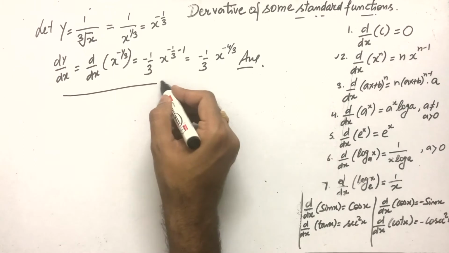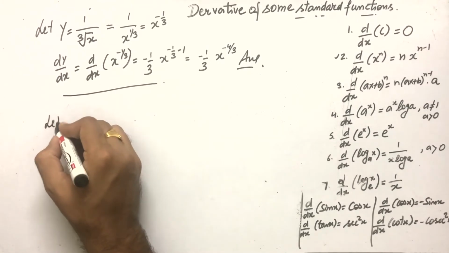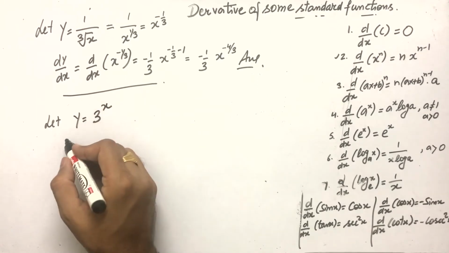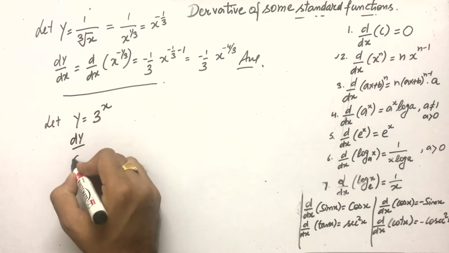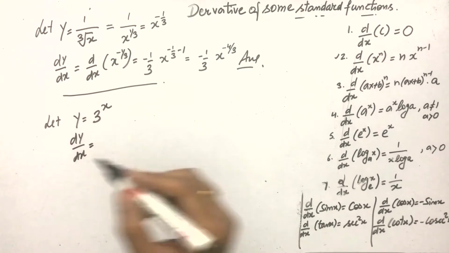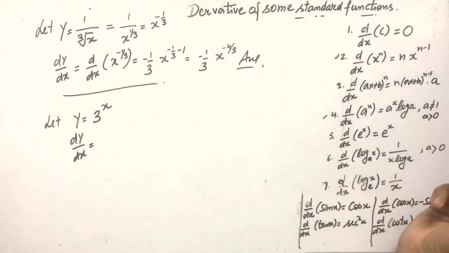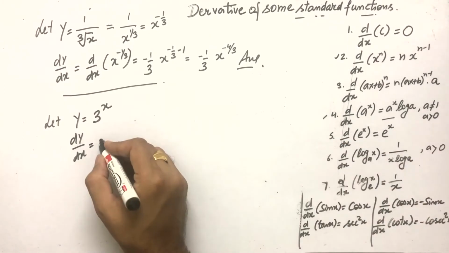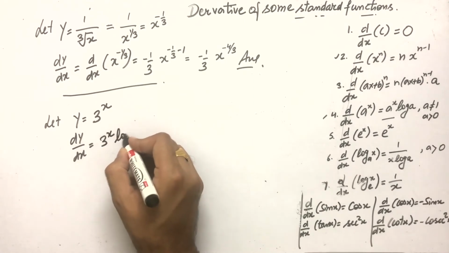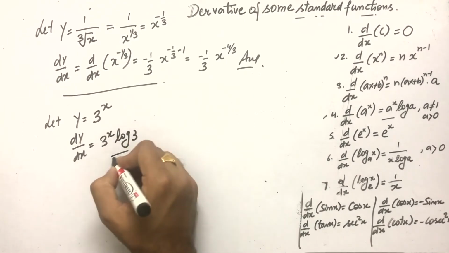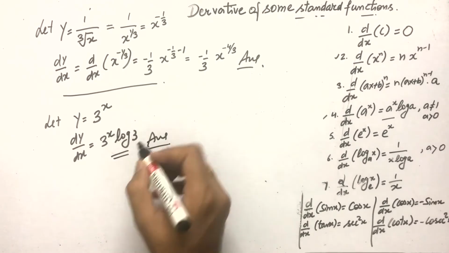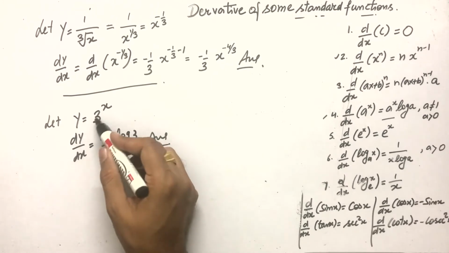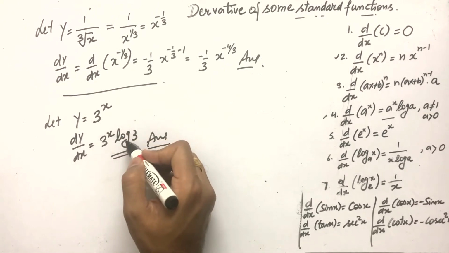Okay, let us discuss one more numerical. Let y is equal to 3 power x. So here dy by dx is equal to which formula we use here? Fourth one, this one. So what we have a here? 3. And what is the answer then? 3 power x log of 3. Answer. See, very easily, if we know the formula, we just have to put the value. What is a here? 3. 3 power x log of 3.